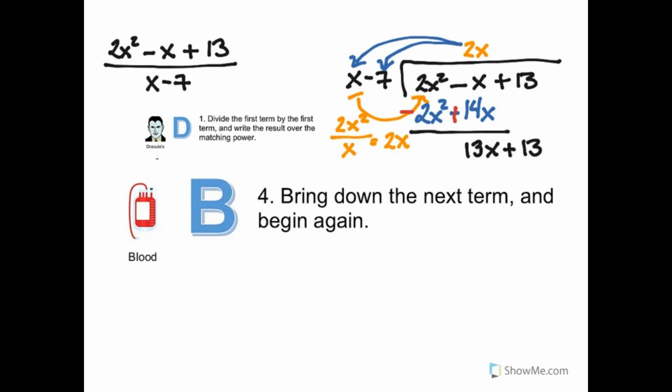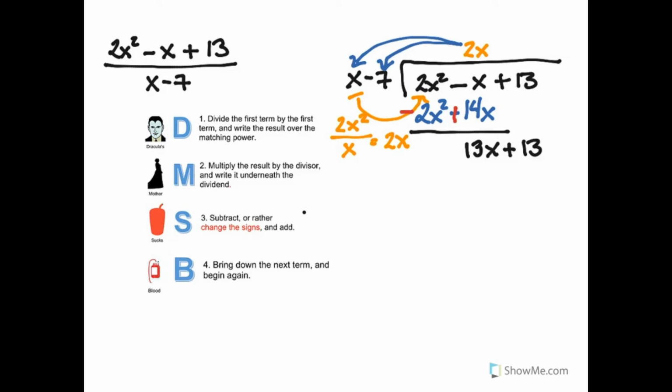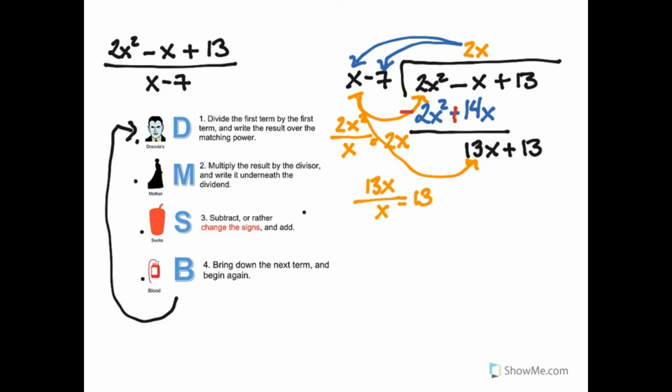bring down the next term, and begin again. So the 4 steps of a long division process just repeat until you get to the end of the number. You divide, multiply, subtract, and bring down, and you can remember that by Dracula's mother sucks blood. So now that I've got to the bring down stage, I go back up to the divide stage. X goes into 13x, so 13x divided by x gives me 13.